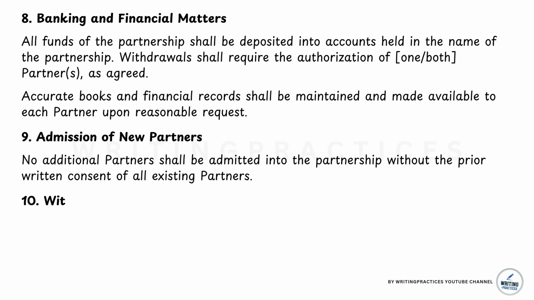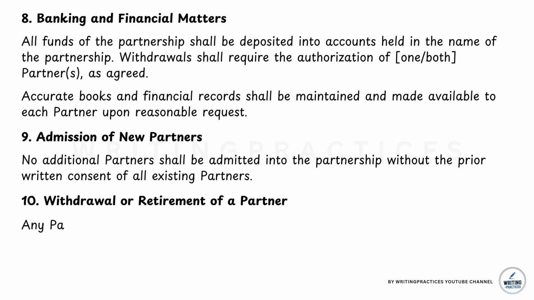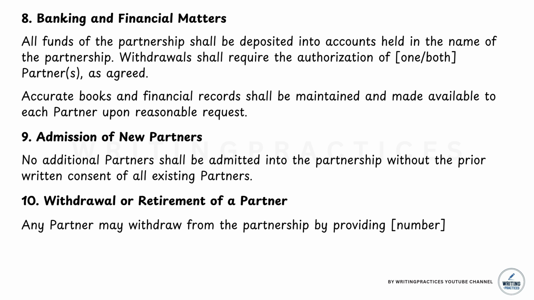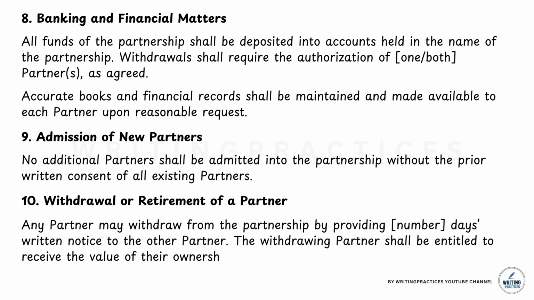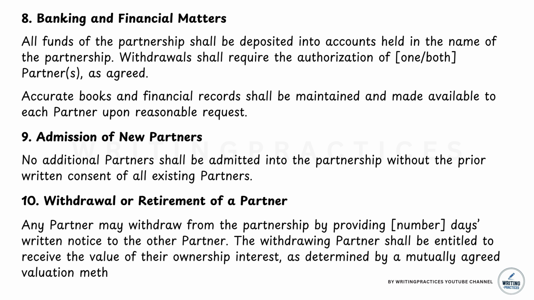Point number 10. Withdrawal or retirement of a partner. Any partner may withdraw from the partnership by providing number days written notice to the other partner. The withdrawing partner shall be entitled to receive the value of their ownership interest, as determined by a mutually agreed valuation method. Here, you explain how a partner can leave. You should include notice period and how their share will be calculated. This is important because it provides a clear exit strategy and avoids legal disputes.